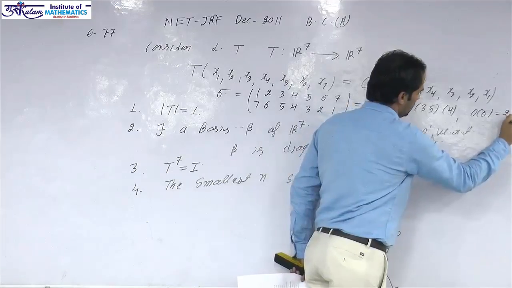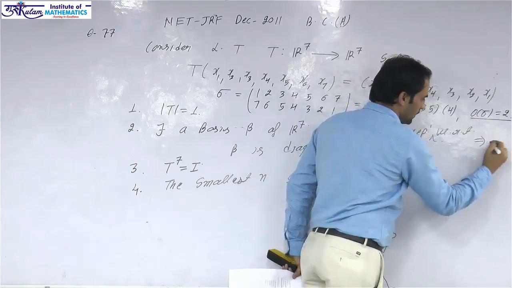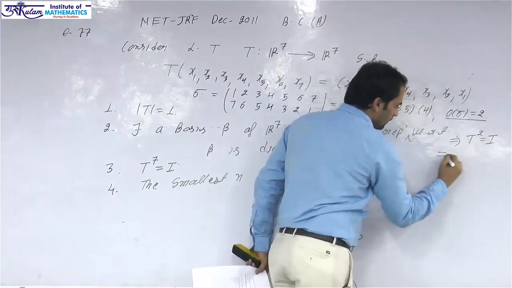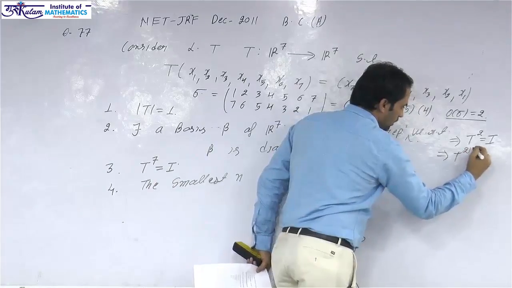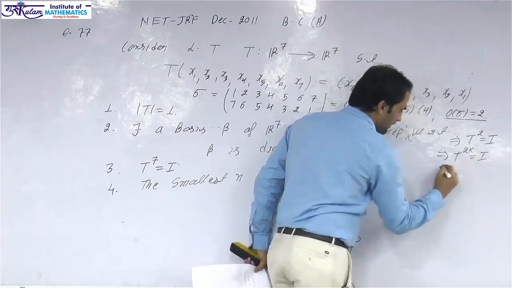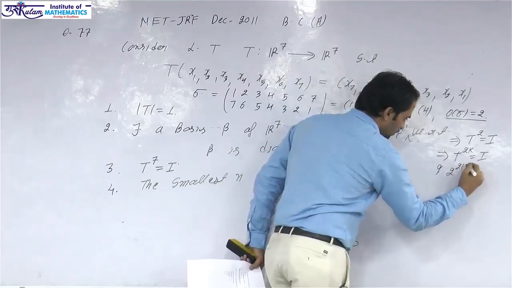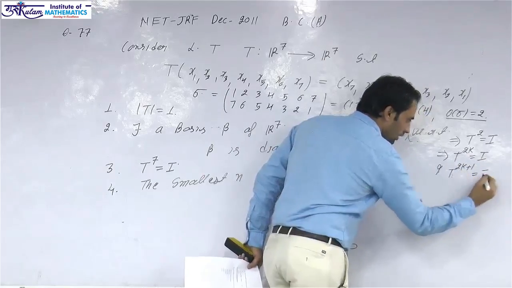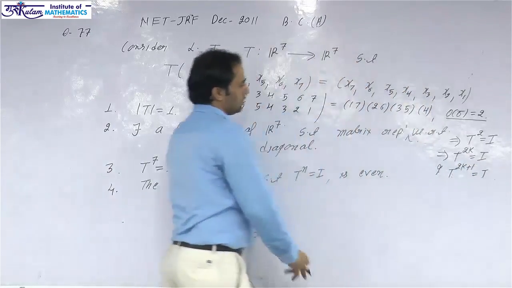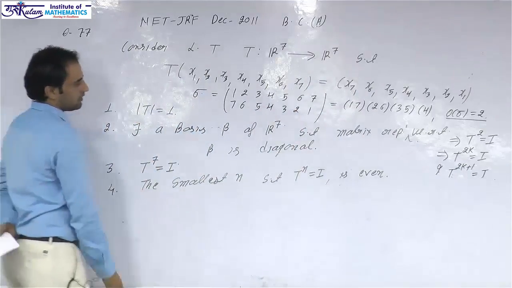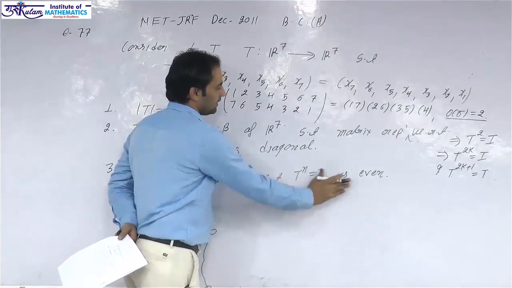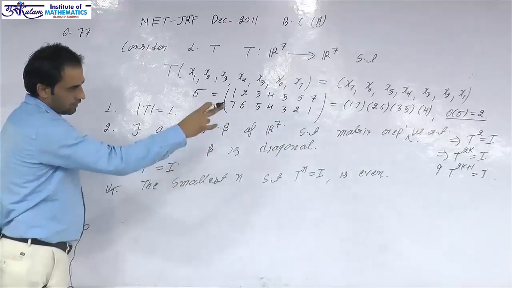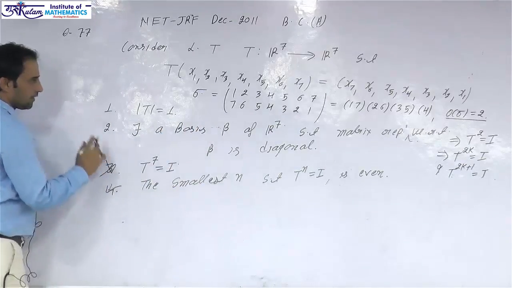is equal to 2. So this directly implies T square is equal to identity. So T to the power 2k is always identity, and T to the power 2k plus 1 is equal to T. So the smallest value of n such that T to the power n is identity is 2. So the fourth option is correct, and T to the power 7 is T. So the third option is incorrect.